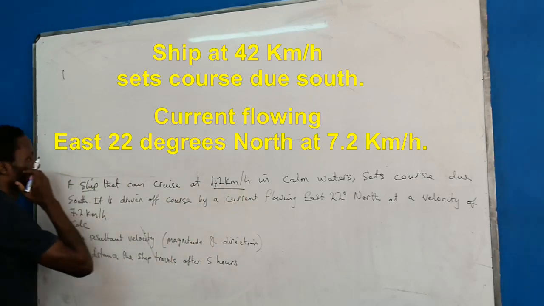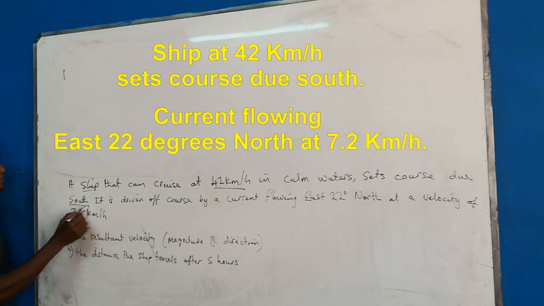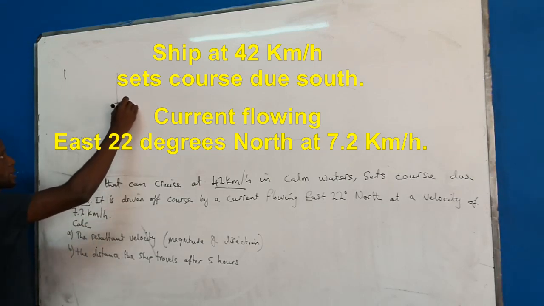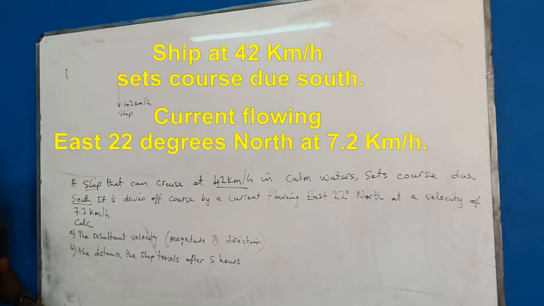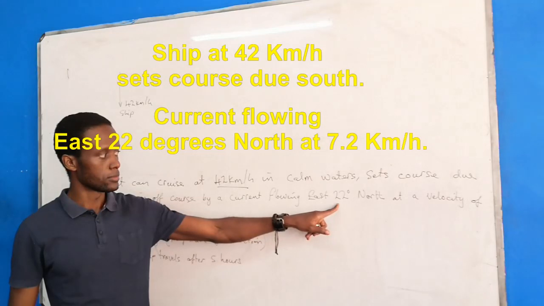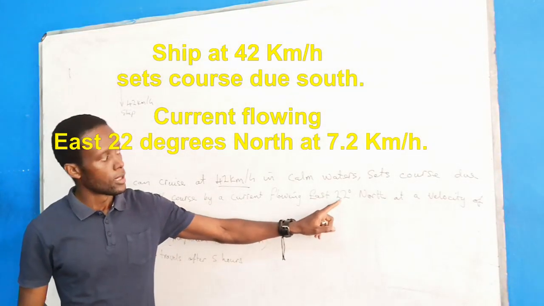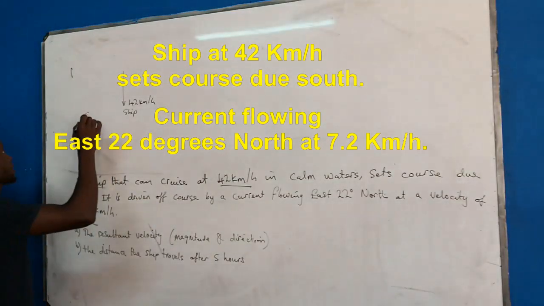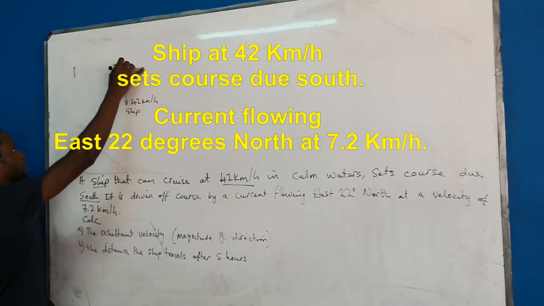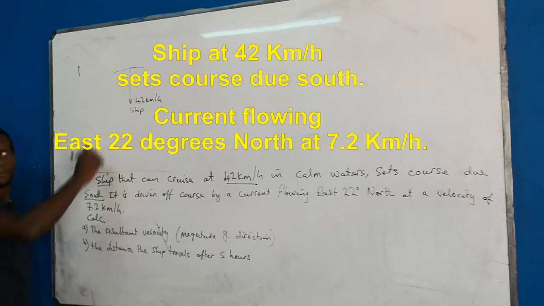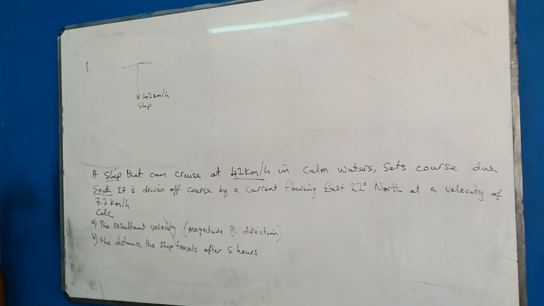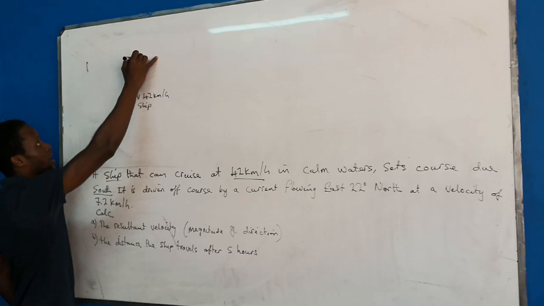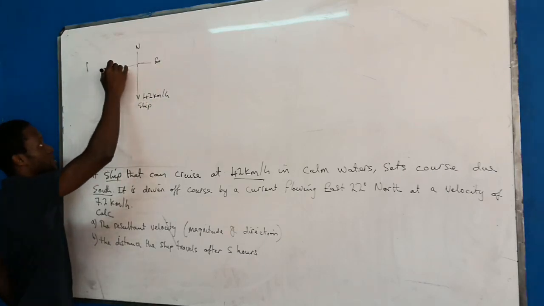The ship is going south, or is trying to go south at 42 kilometers per hour. This is the ship. There is a current flowing east, 22 degrees north. You are saying northeast. North, that is 22 degrees north. We have our north, we have our east, we have our west, this is south.